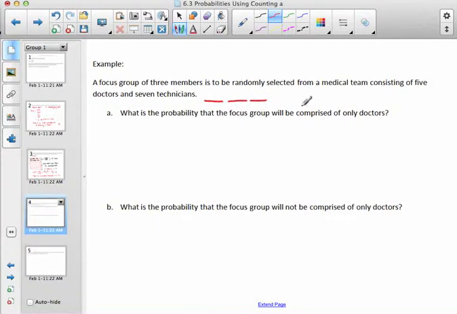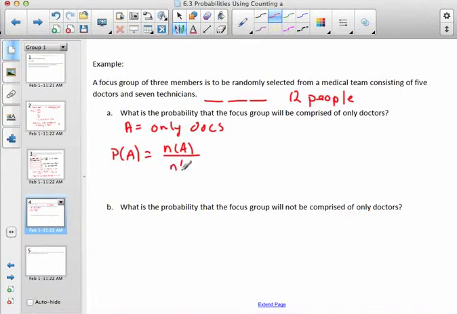So there are 3 spots, but there are 12 people to choose from, right? 5 plus 7. What is the probability that the focus group will be comprised of only doctors? Okay, so let's look at A is the event of only doctors. So the probability of event A is equal to the number of ways that it can be only doctors divided by the number of ways that the committee could be selected at all in general.